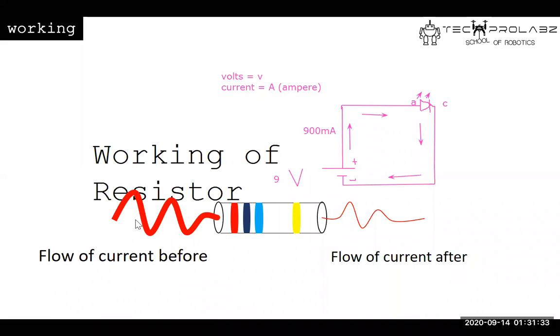Okay, so this is the amount of current. So big amount of current is flowing. Now it's a little small, right? So the flow of current before and after, you can see it's changed. And there is one more thing, that there is some coloring here. This coloring actually tells us what is the value of resistance. We will talk about this.